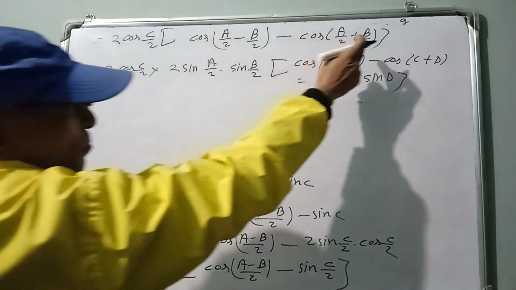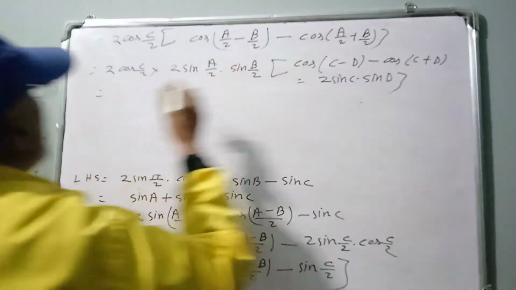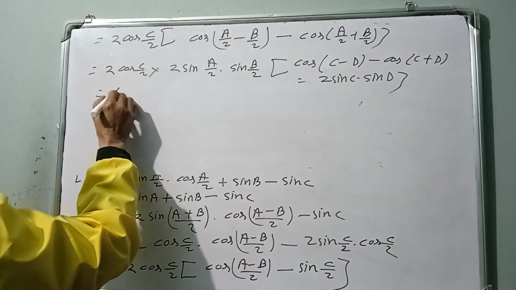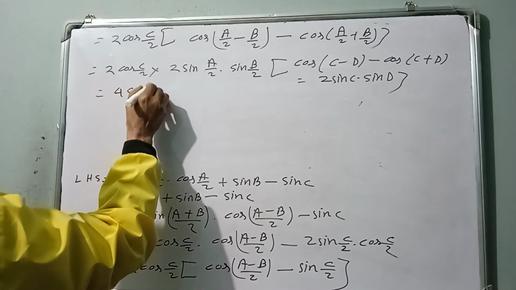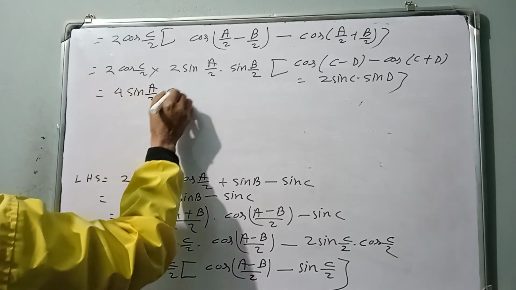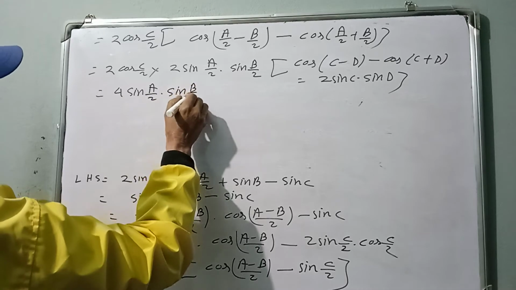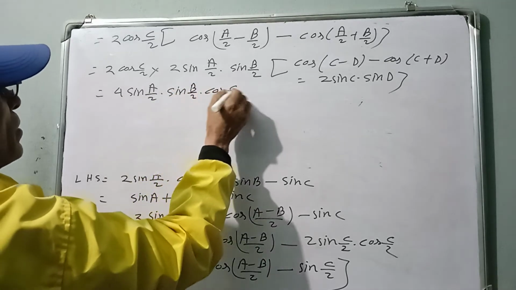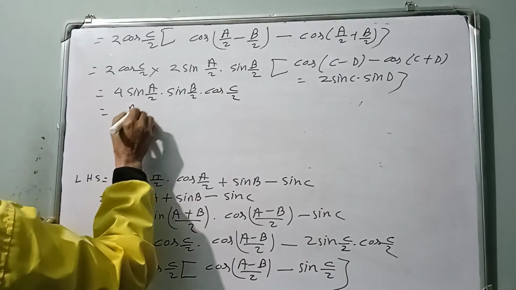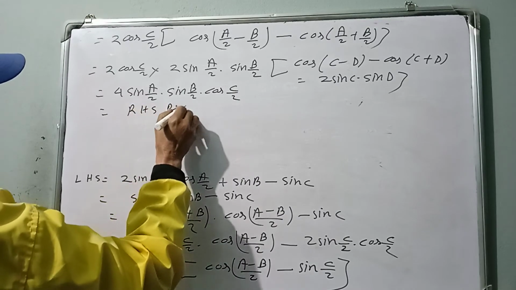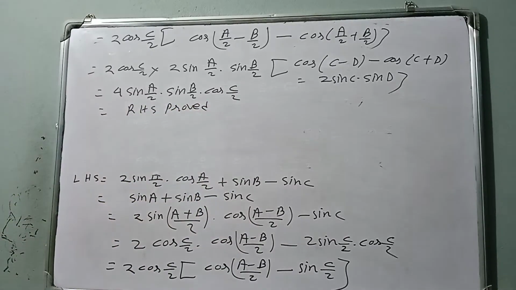In place of A, B, here it is A by 2, B by 2. Now 2 into 2, 4 sin A by 2 sin B by 2 cos C by 2. Right hand side proved. Technique: A plus B plus C equal pi.